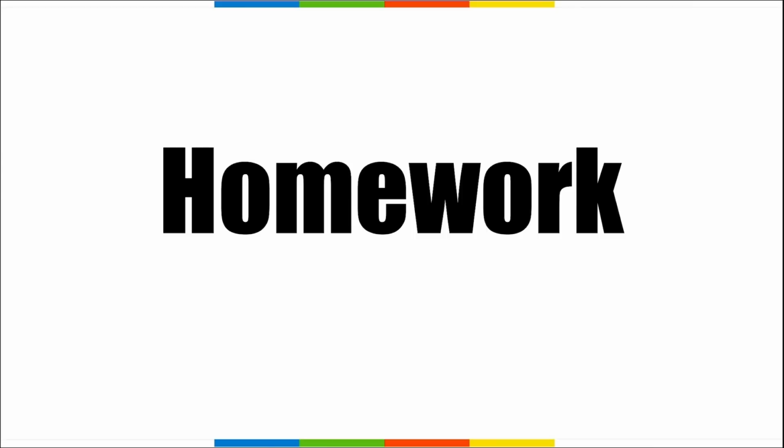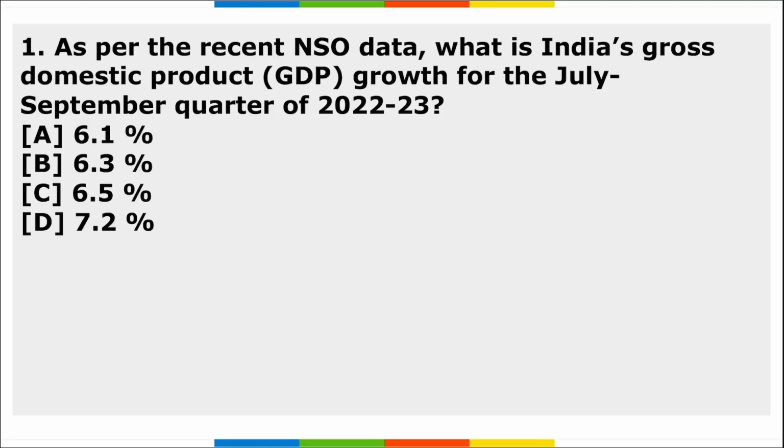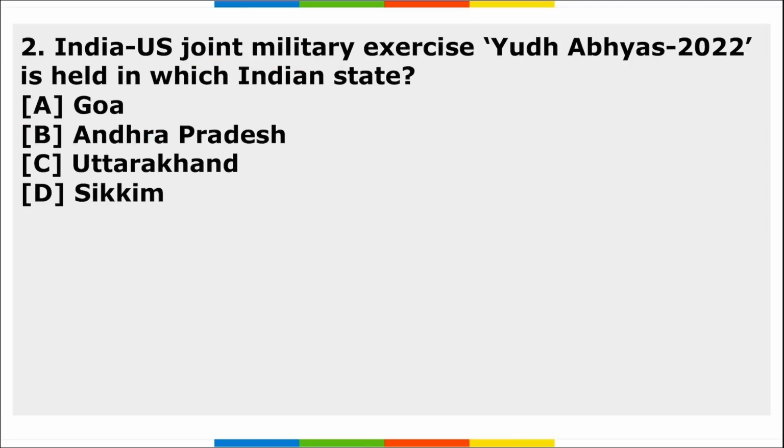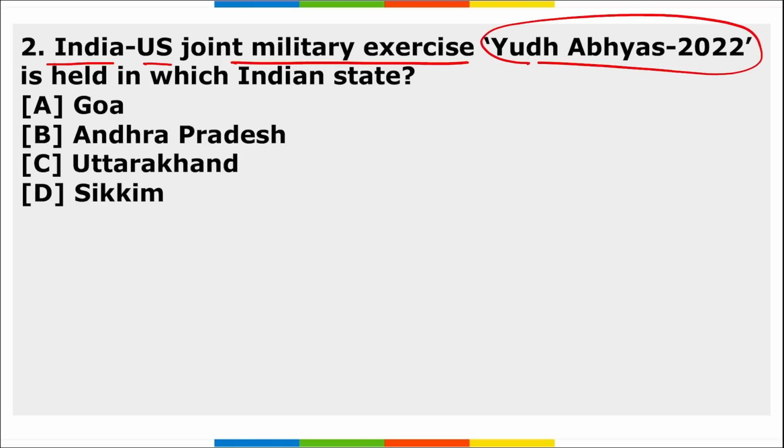Now let's move to the homework part. First question is, as per the recent NSO data, what is India's GDP growth rate for July to September quarter? We just discussed. Next, India US joint military exercise Yudh Abhyas 2022 was held in which Indian state?